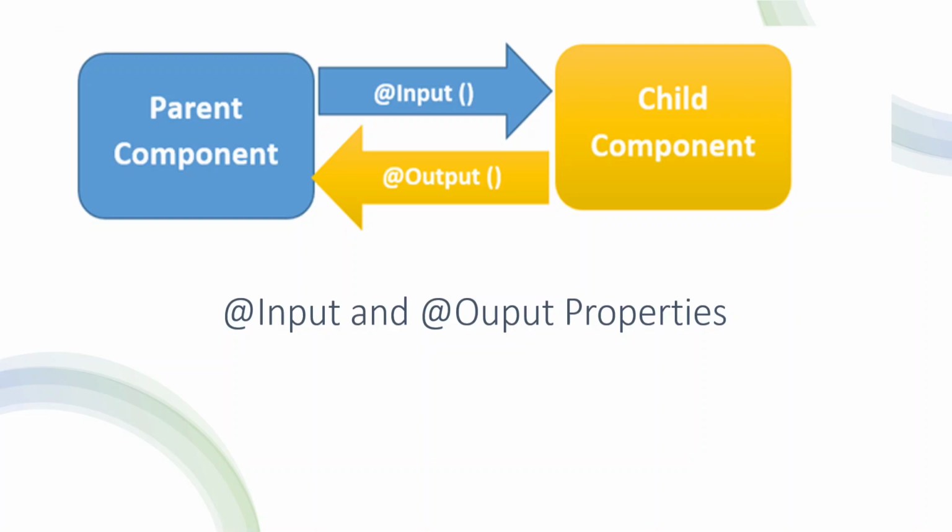So what are input and output properties? As you know, an Angular structure is a chain of multiple components. There can be a requirement where we need to transfer data from one component to another component, and to fulfill this requirement, Angular provides us input and output properties.